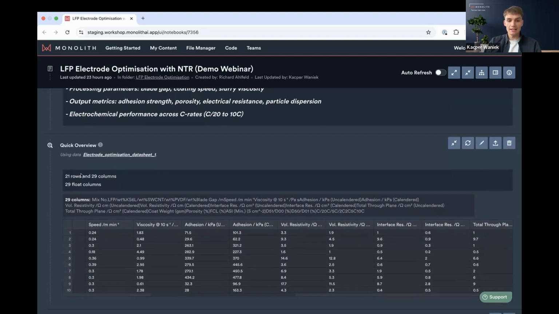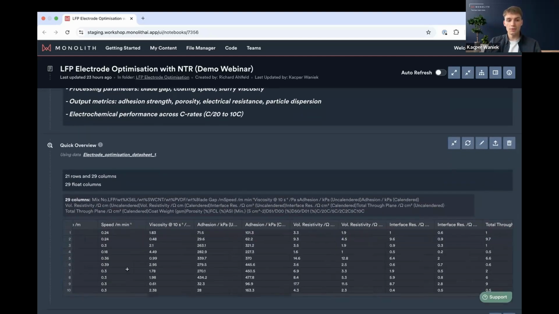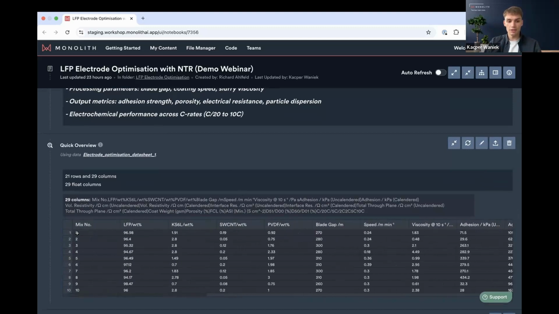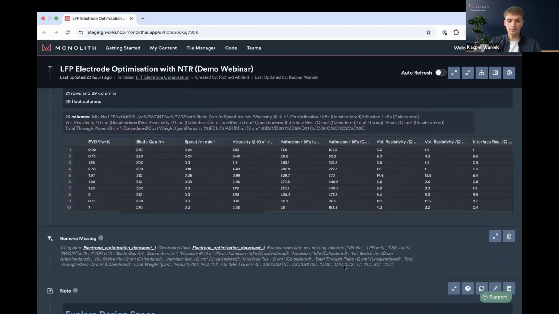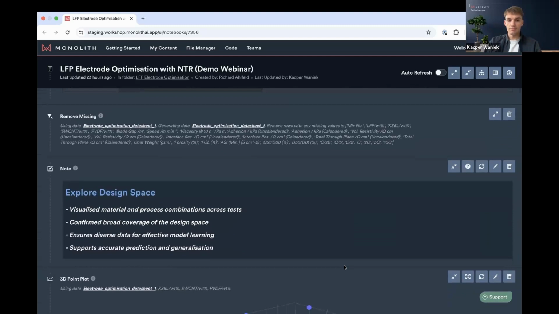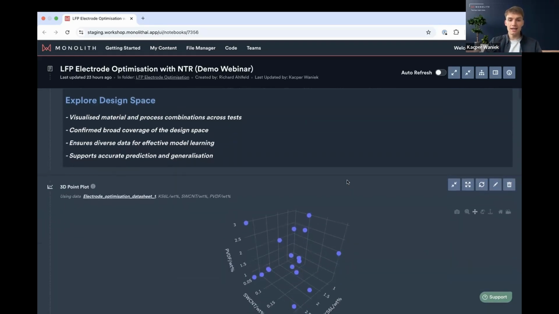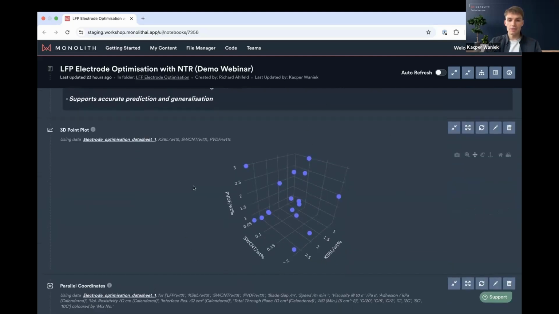So we can also visualize this data set in a table here. These are our entries that we have for each unique mix, and we can see all of the different output and input parameters that are included. The first thing that we should do before training any sort of models on the platform is to understand the design space we're working with. So firstly, using a 3D point plot, we can visualize the different material compositions tested. And this gives us a clear view of how the experiments cover the formulation space.